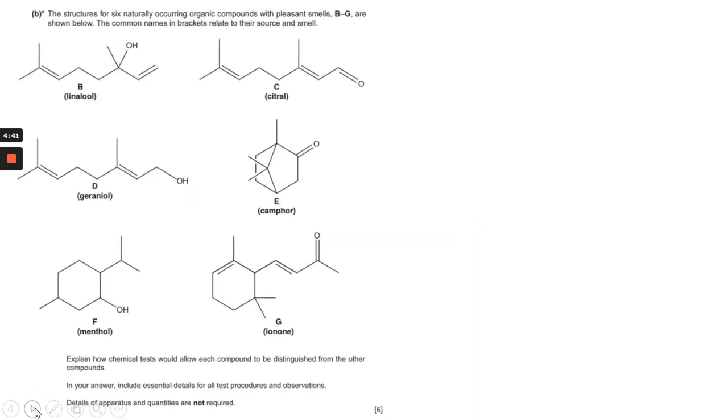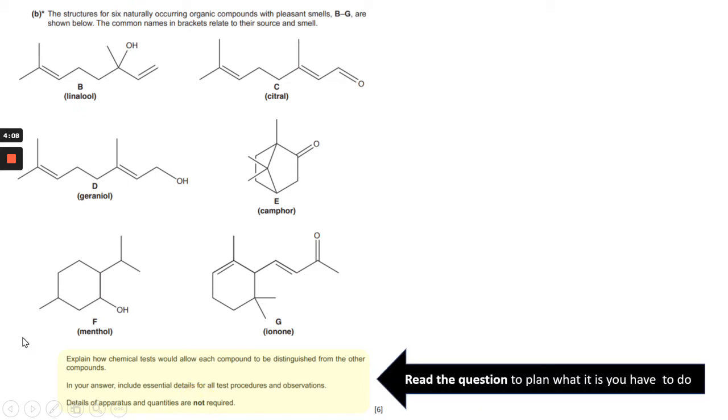So looking at what the question gives you is a selection of compounds you probably haven't seen before from the A-level syllabus, but they've all got fairly familiar functional groups. So it says at the bottom, to explain how chemical tests will allow each compound to be distinguished. So chemical tests mean lab tests and not spectroscopic analysis. So you need to include the essential details for all test procedures and observations. You don't have to worry about details of apparatus or quantities because it tells you they're not required. So it's worth reading the question to find what it is you actually have to do before you start.